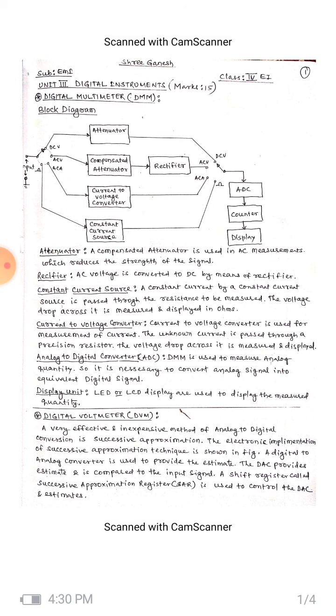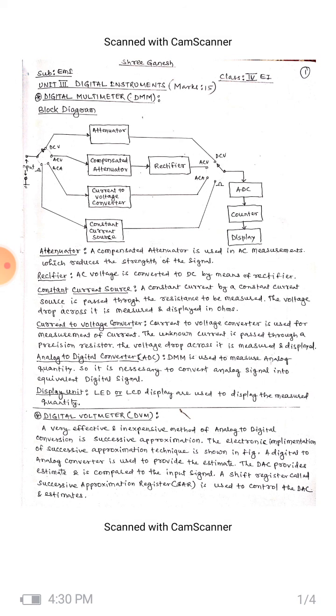Next we are going to see the digital voltmeter. The digital voltmeter is an instrument which is used to measure voltage between two points in an electrical or electronic circuit. A very effective and inexpensive method of analog to digital conversion is the successive approximation method. In this technique we use the successive approximation register. The electronic implementation of SAR, that is the successive approximation technique, is shown in the next slide.